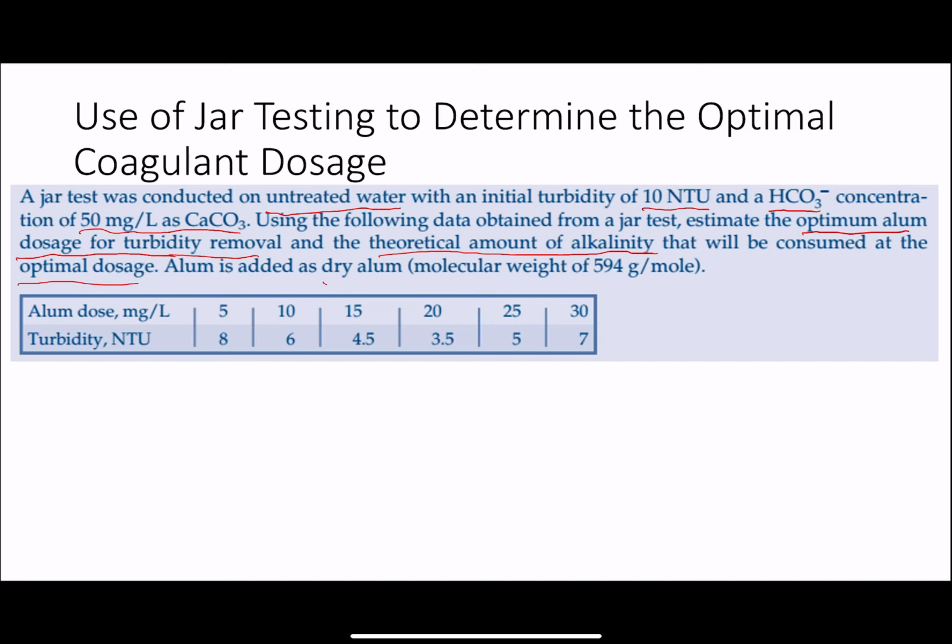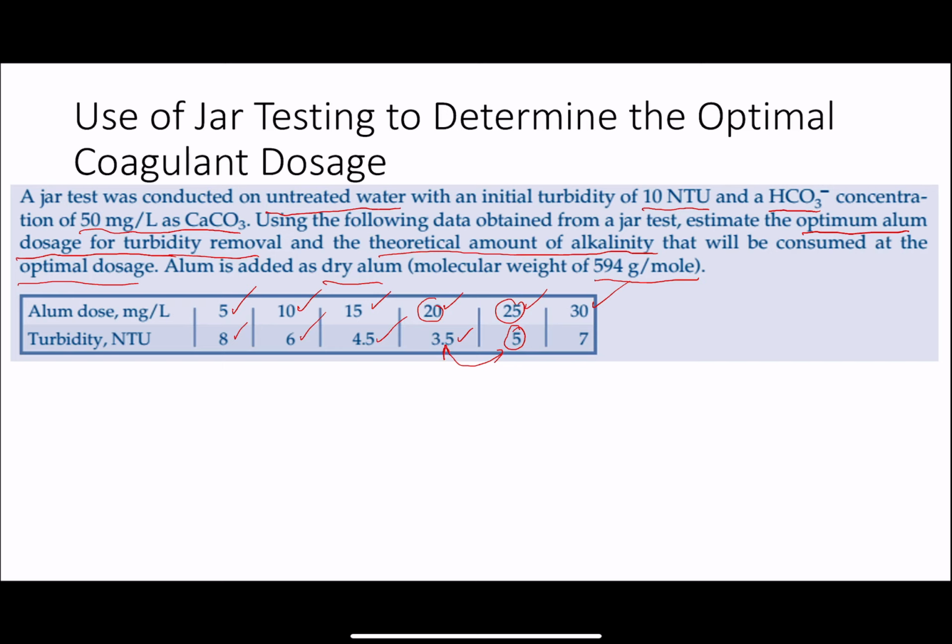Alum is added as a dry alum. Molecular weight is 594 gram per mole. The alum dosage in milligram per liter: 5, 10, 15, 20, 25, 30. And you can see the turbidity goes from 8 down to 6, down to 4.5, down to 3.5, which is nice. At the end, when you increase the alum dosage from 20 to 25, the turbidity will increase from 3.5.